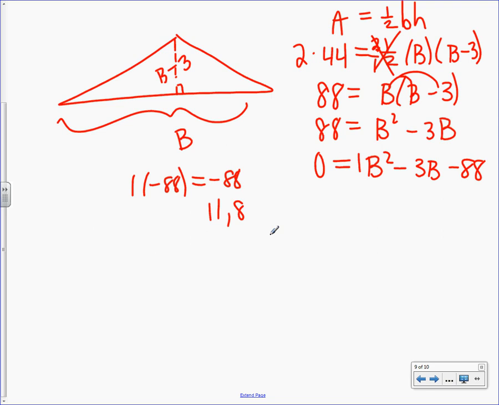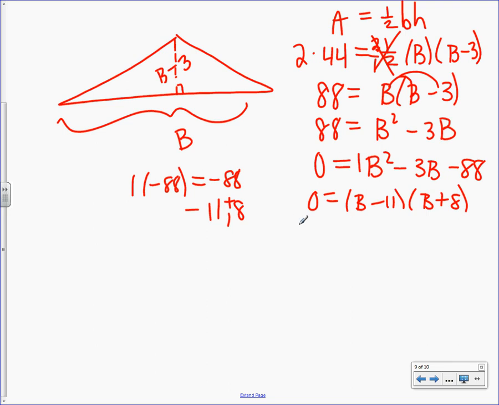Like I knew 1 and 88 wasn't going to work, okay? So if I needed to multiply to a negative, these signs have to be opposites, right? So one of them has to be negative, one has to be positive. If I wanted to add to a negative number, which one has to be negative? The bigger one or the smaller one? The bigger one, right? So I need it to be negative 11 and positive 8. So 0 equals, if there's a 1 in front of the square, the answer is the pair. You go straight to b minus 11 and b plus 8. If you wanted to check it, you could FOIL go backwards and make sure you got the line above it.